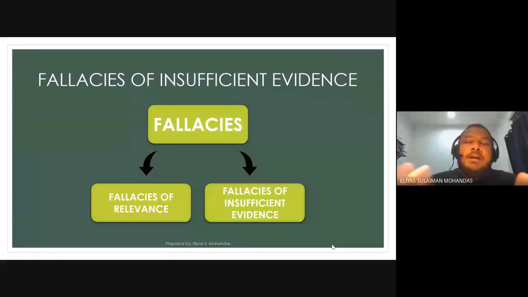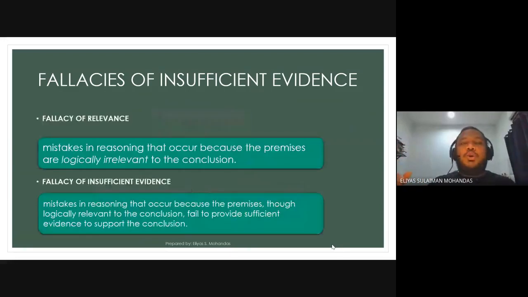Fallacies are basically mistakes done in reasoning. Simple as that. When we say that the argument is fallacious, that means the argument has mistakes in reasoning. That is what you need to understand. Okay, we are talking about mistakes, and we have 2 types of fallacies: fallacies of relevance and fallacies of insufficient evidence. Those are the 2 main groups, and under those 2 main groups they have 11 types and 9 types respectively.